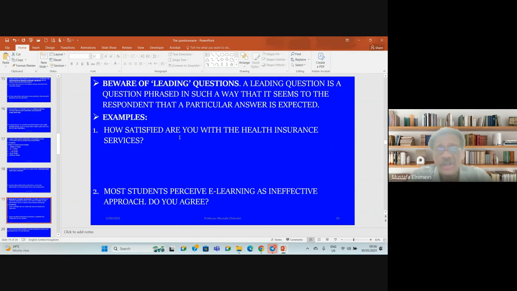As an investigator, you also have to be aware of leading questions. A leading question is a question framed in such a way that it seems to the respondent that a particular answer is expected or is preferred by the interviewer. For example, how satisfied are you with the health insurance services provided at the clinic? Or, most students perceive e-learning as an ineffective approach. Do you agree? In such a way, this is a leading question.